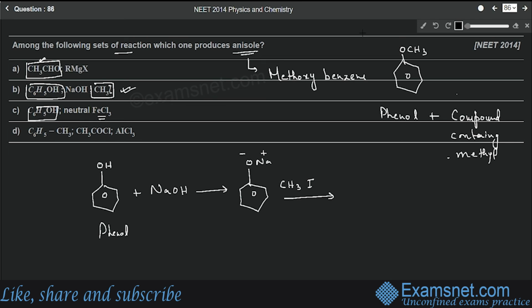So this methyl group will replace sodium. So here we'll get OCH3. Okay, and sodium iodide will get removed from here. So this is your final product, anisole. So which is the correct answer? Option number B is the correct answer.